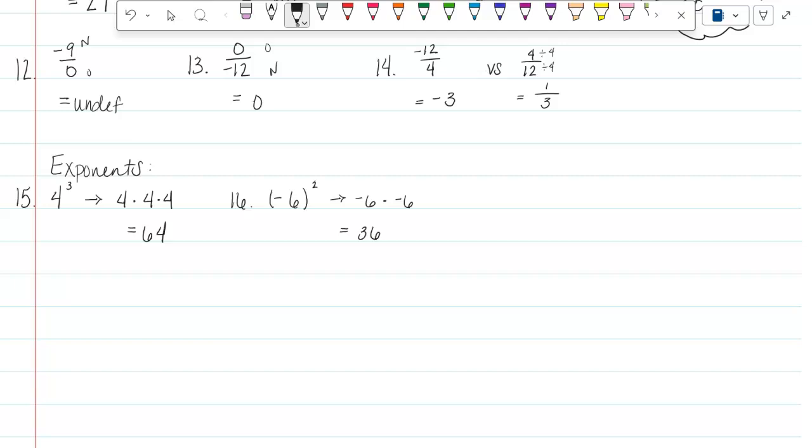Now it's this versus, say, example 17. Let's say I have a negative 6 squared. The main difference is that this one doesn't have parentheses around it.